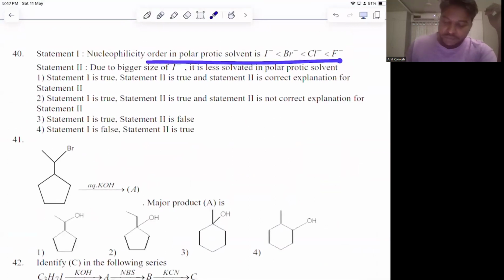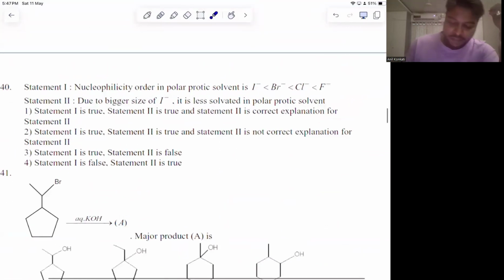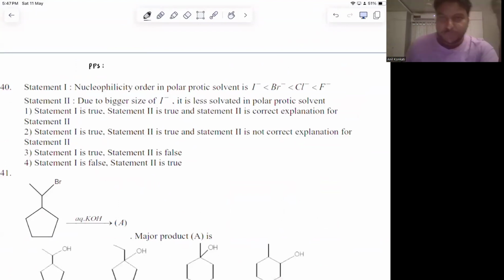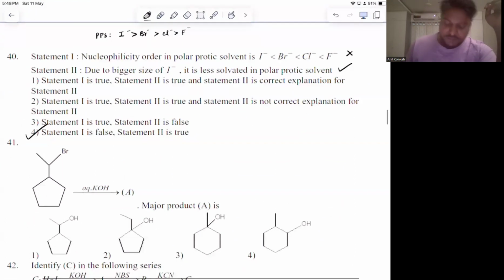Nucleophilicity order in polar solvents is this one. If you recall, in polar protic solvents, down the group nucleophilicity will increase. That is I minus greater than Br minus greater than Cl minus greater than F minus. So the first statement is incorrect. Due to bigger size, I minus is less solvated, which is true. That is the reason why it has strong nucleophilic nature. So the first one is false, the second one is correct.